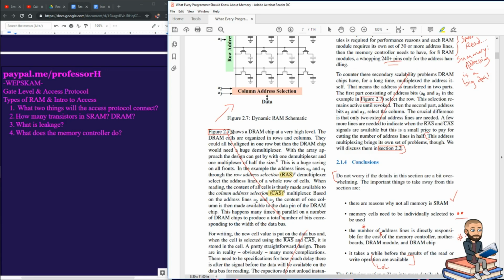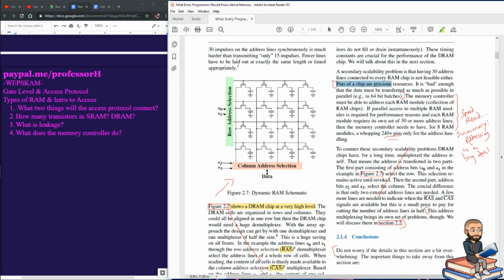And mind you, we're looking at a DRAM chip at a very high level right here. Now, pins of a chip are precious resources. It is bad enough that the data must be transferred as much as possible in parallel. So that's usually 64-bit batches, even in 2007. The memory controller must be able to address each RAM module, which is a collection of RAM chips. So what is a RAM module? A collection of RAM chips.